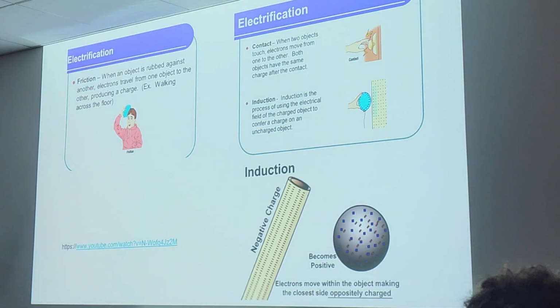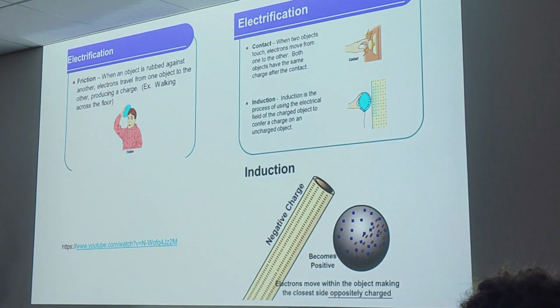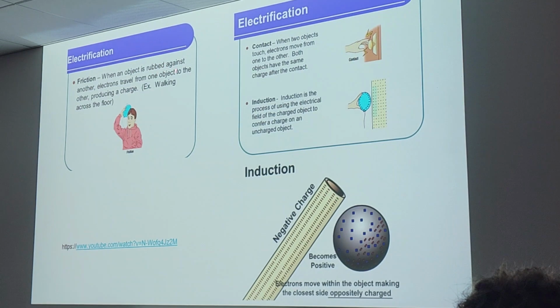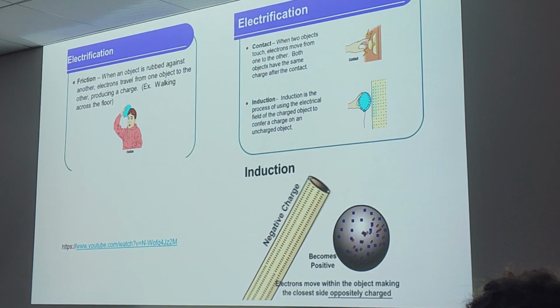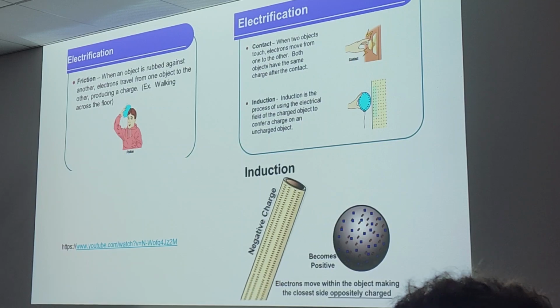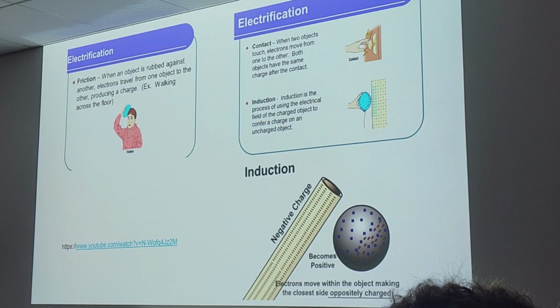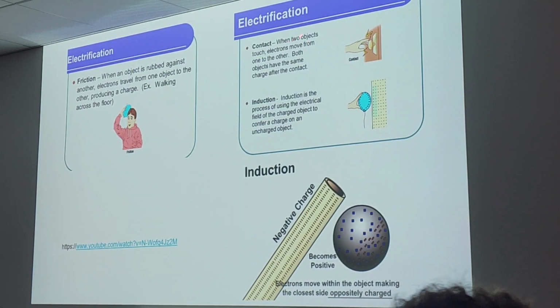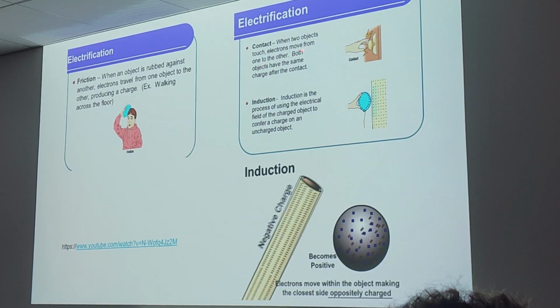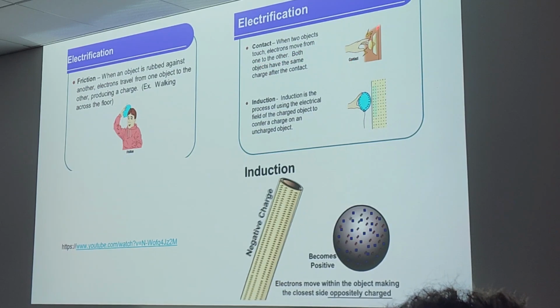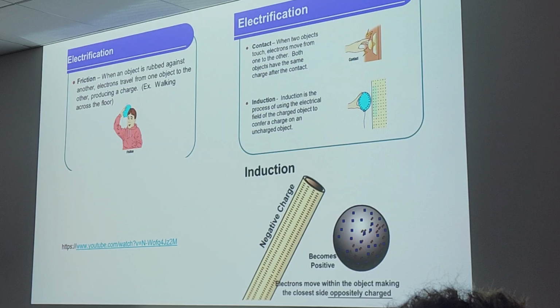Alright, now I'm gonna move on. Going over what those 3 are again. Friction: when an object is rubbed against another, electrons travel from one object to the other, producing a charge. For example, rubbing a balloon on your hair, or walking on carpet with socks on. Contact: when 2 objects touch, electrons move from one to the other. Both objects have the same charge after the contact. For example, touching a door handle.